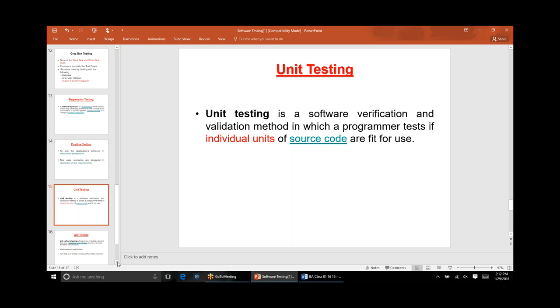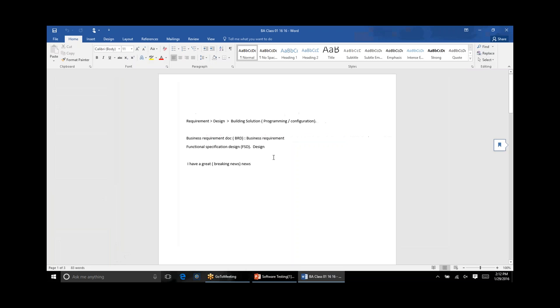Another one is unit test. I would like you guys to make a note of this term also called unit test. Next week, Tuesday, I will be taking mock interview. So next week, Tuesday and Wednesday would be mock interview sessions. Mock interviews will be done individually.